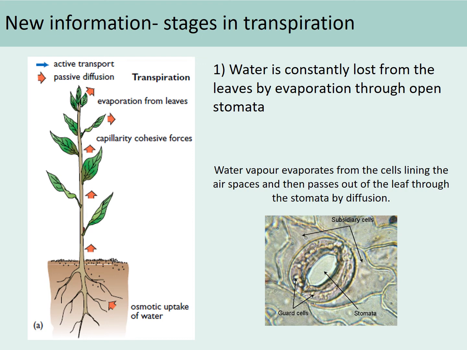Okay, you can see that there's another picture of a stomata, what they look like on the underside of the leaf, and that water vapor is just evaporating from the air spaces into the atmosphere. So can you pop down just a sentence that summarizes that information, and you're going to want it on your leaf.